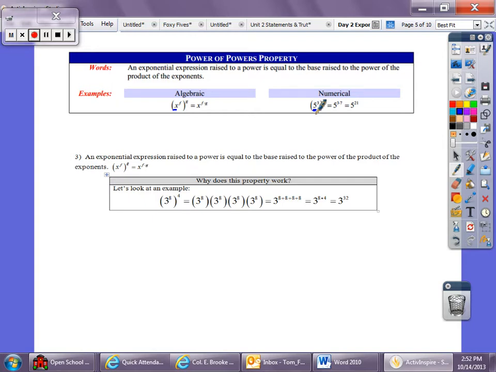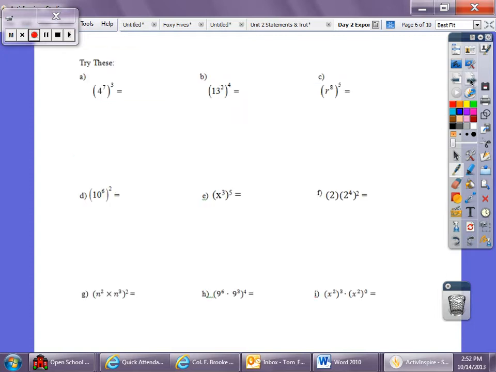Now, why does this property work? We have 3 to the 8th to the 4th. Well, we have 3 to the 8th, 3 to the 8th, 3 to the 8th, 3 to the 8th, and we can add 8 plus 8 plus 8 plus 8, which is the same as saying 8 times 4. If we look at a few examples, we have 4 to the 7th to the 3rd. The long way is to say I can have 4 to the 7th 3 times, which means 7 times 3, and 7 times 3 is 21. So 4 to the 21st power.